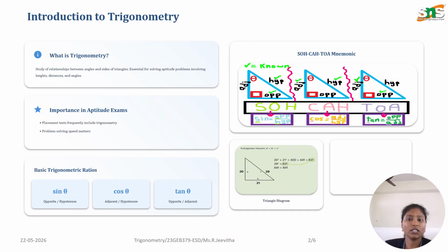The word trigonometry comes from old Greek words. Tri means three, gon means sides, and metri means measurement. So it is simply the study of three-sided shapes, which are triangles.